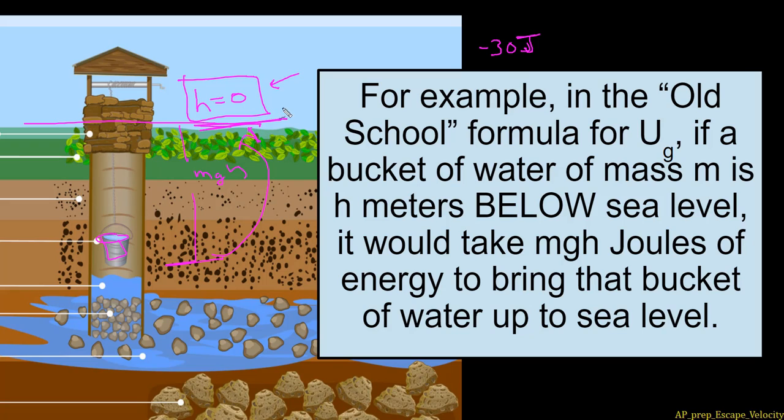I've got to put 30 joules in just to get to the point where I'm at sea level. It's kind of like if your net worth is minus $30, you've got to pay your friend the $30 back before you have a net worth of 0. So you're in debt. The negative is not a problem. It just means in order to get to sea level, I have to put some energy into the system.